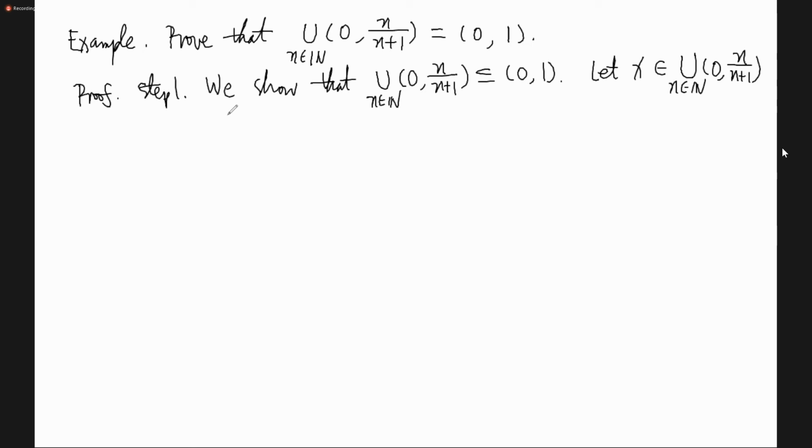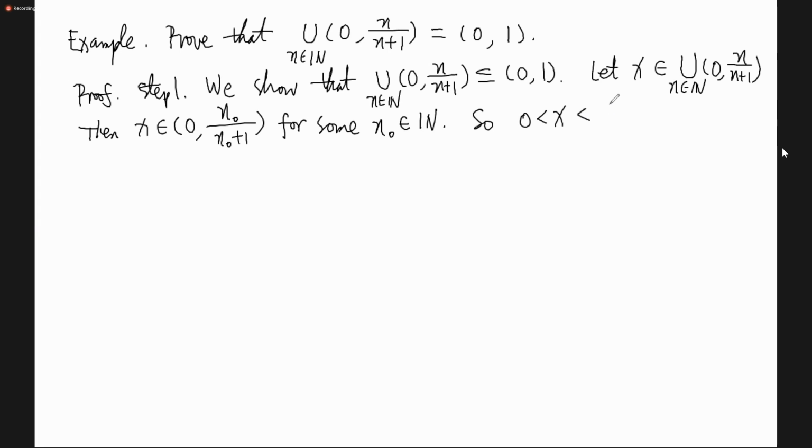Okay, by the definition of the union, we know that x belongs to the union, so x belongs to one of the sets, 0 to n0 over n0 plus 1 for some n0 in N. So this means x is greater than 0 and less than n0 over n0 plus 1.